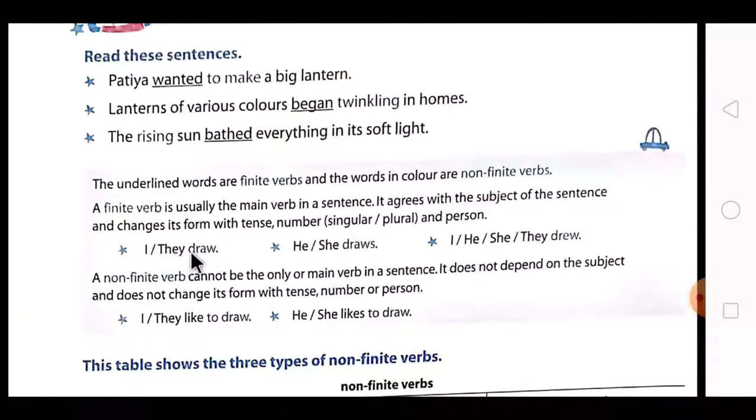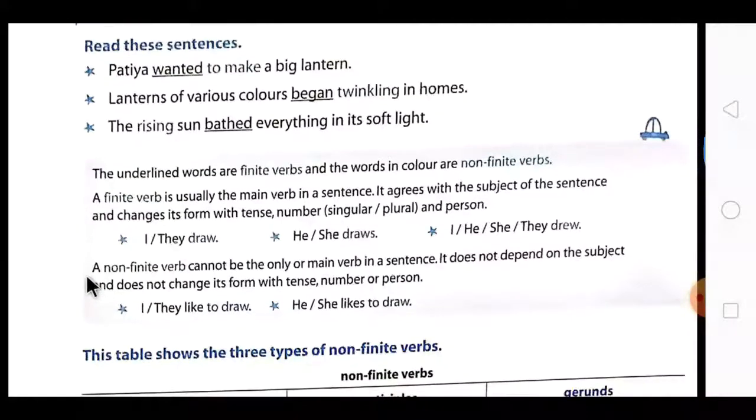If the subjects are I and they, the verb will be draw. But when the subject changes to singular, he or she, s is added to the word draw. It becomes he or she draws. This was about present tense, singular and plural. And if it is past tense, I, he, she, they drew. The word draw changes to drew.